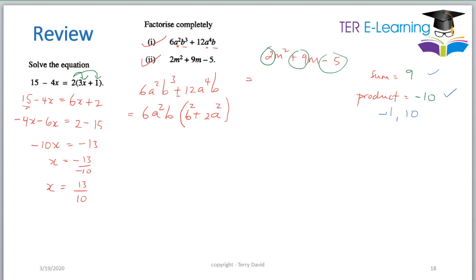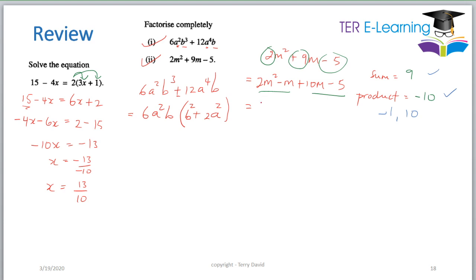So remember what you're supposed to do. You're supposed to replace, so this will be 2m squared, and we're going to replace the middle term, and we're going to put minus m plus 10m minus 5. Right? Because the whole objective is to replace the middle term. Then we're going to factorize the first two terms by grouping and the last two by grouping.